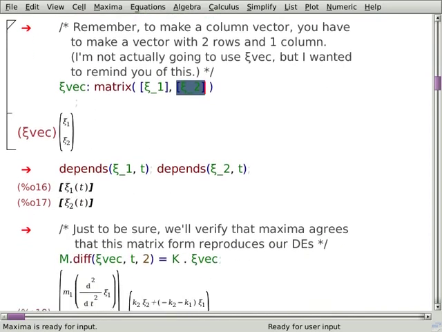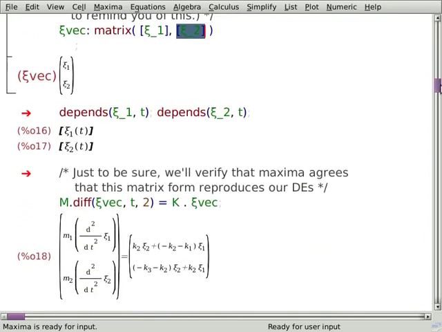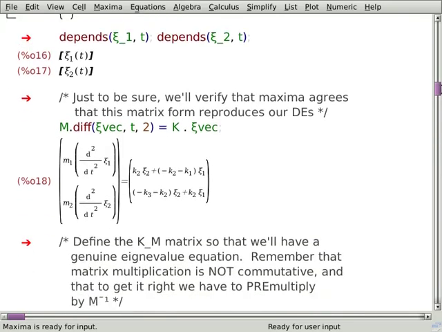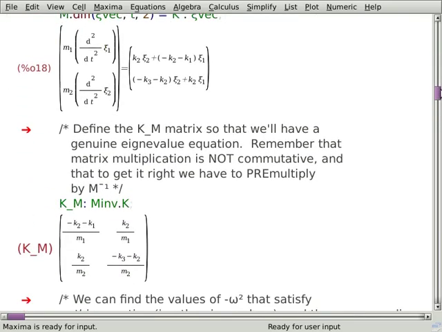And here is the, just want to make sure that if we do the original matrix form, we get the same thing. This you recognize as xi1 double dot. So I get the equations, M1 xi1 double dot equals, well, minus K2 plus K1 xi1 plus K2 xi2, but written in a different order here. So yeah, that's fine. But that's not the thing I actually really want to do. What I want to do is use this KM matrix, which is just the inverse of the mass matrix times the K matrix. There it is. It's the same thing that I had.